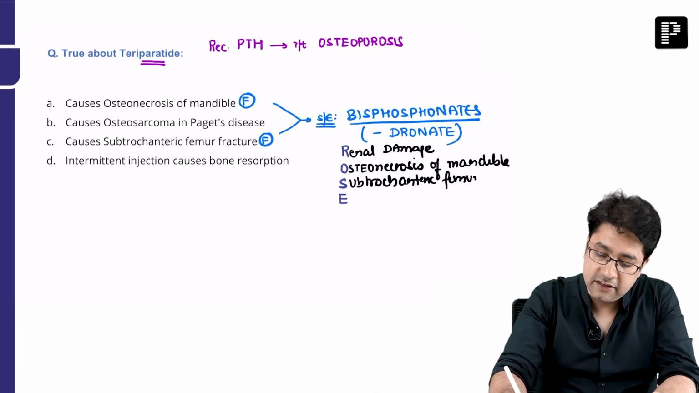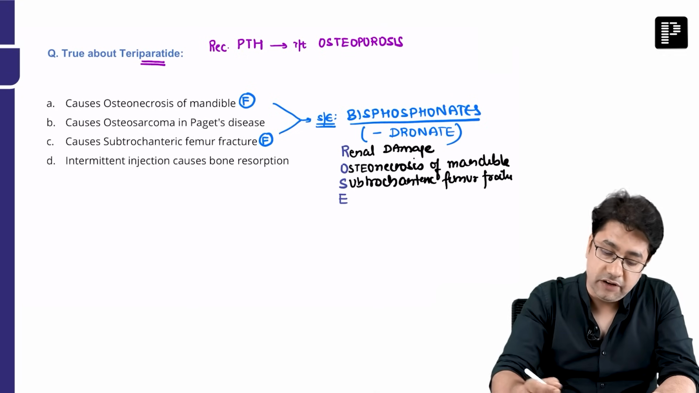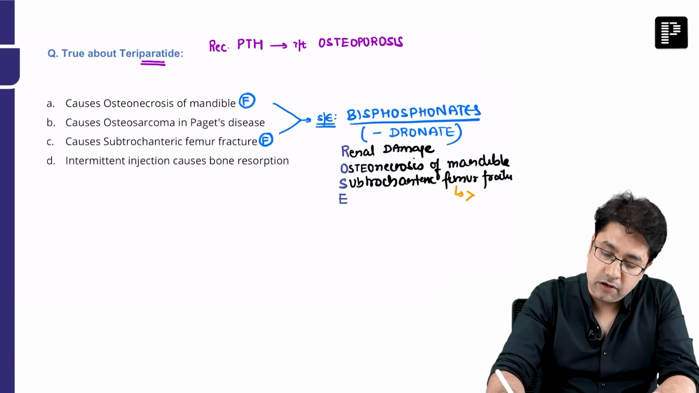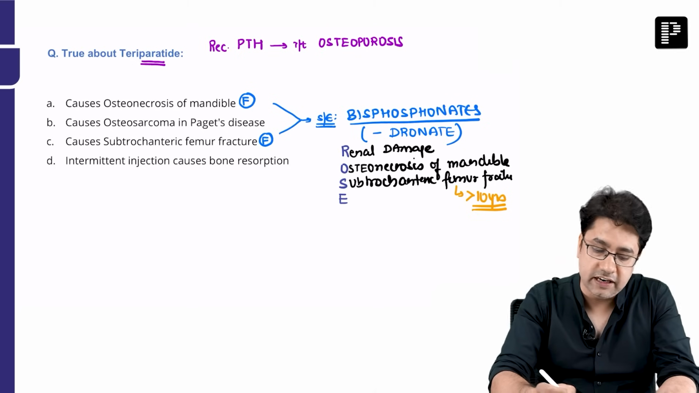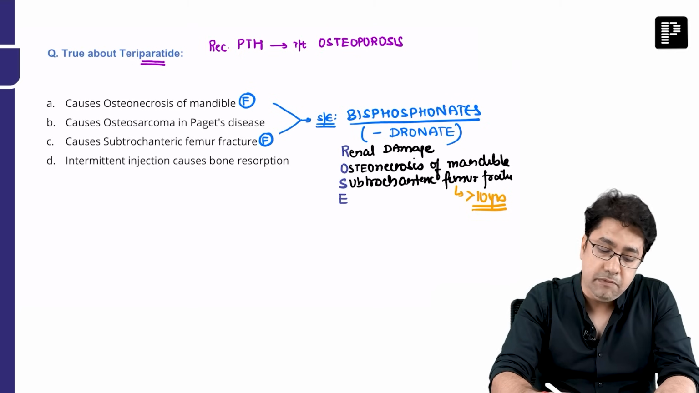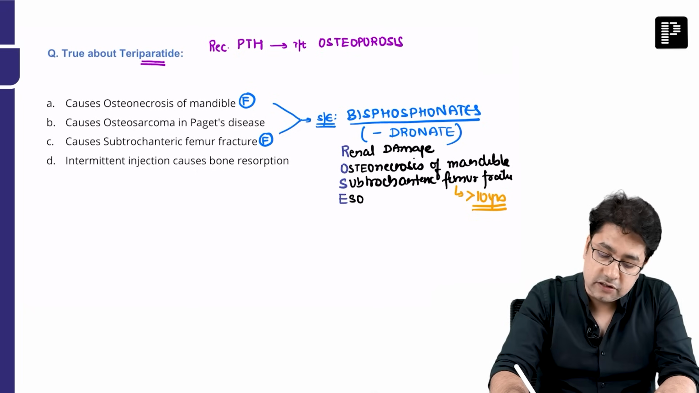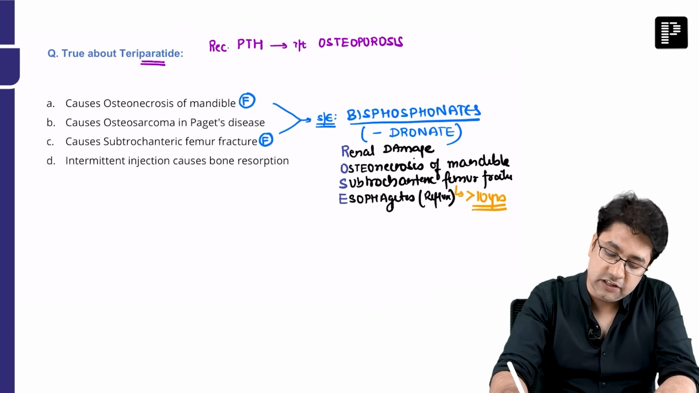Subtrochanteric femur fracture is seen when we use bisphosphonate for more than 10 years. If we use them for more than 10 years, they can lead to femur fracture, and they are the enemy of the esophagus. They cause inflammation of the esophagus, which is known as esophagitis or reflux esophagitis.